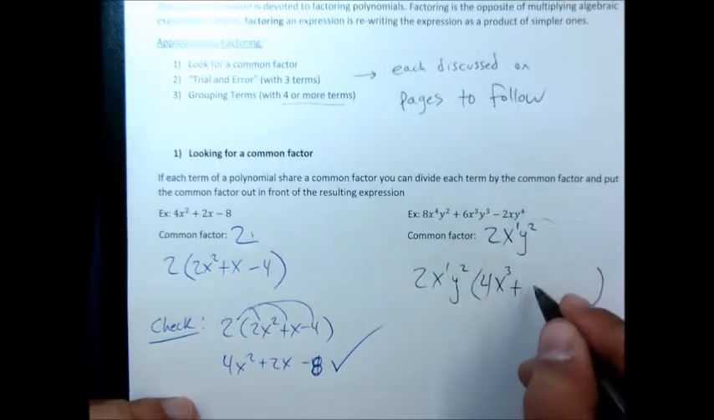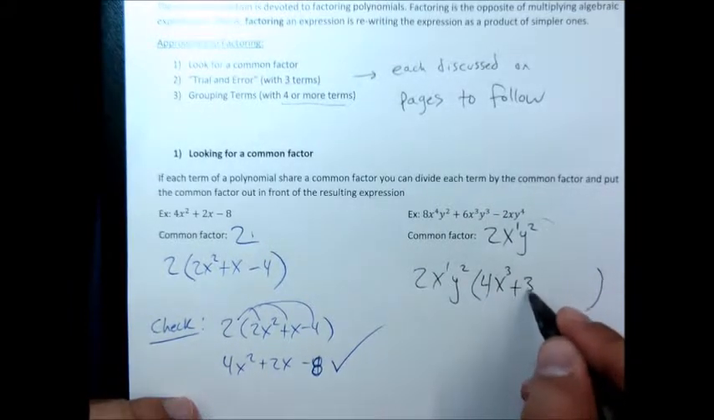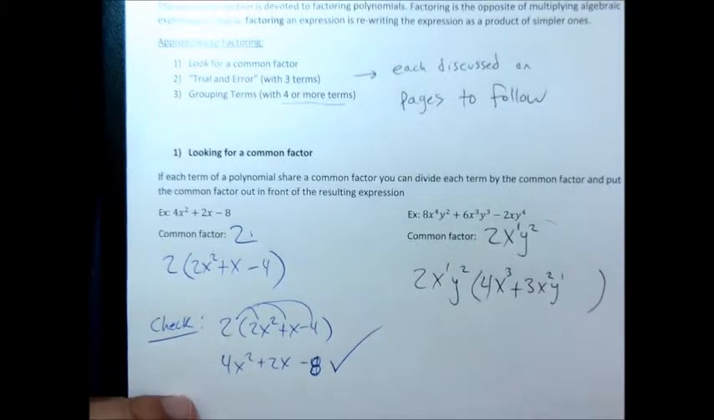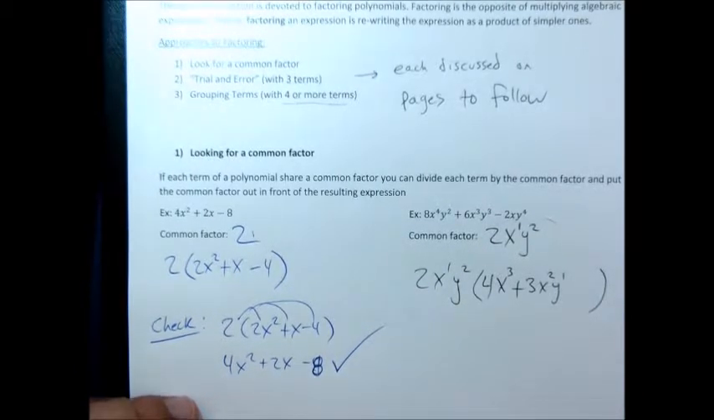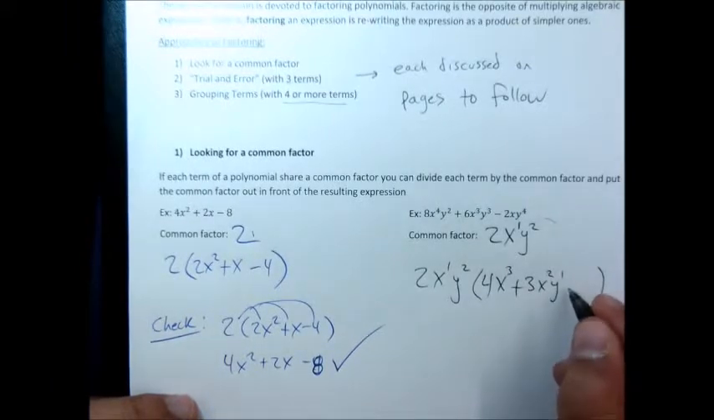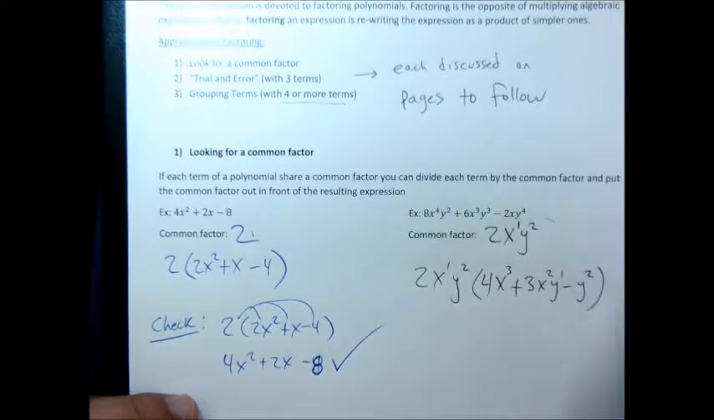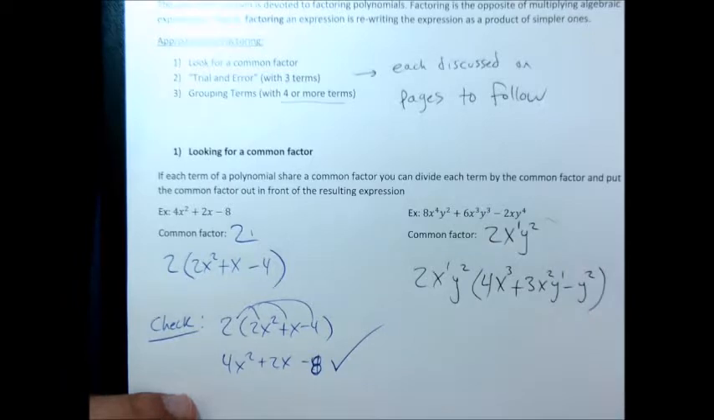Alright, so when you factor this, and the second one you'll get a 3x squared y to the first. When you multiply that through, you'll get your 6x cubed y cubed. And then the last term is just going to be a minus y squared, because again, when you multiply that back through, you'll get back to the original.